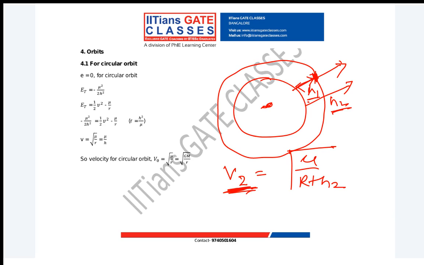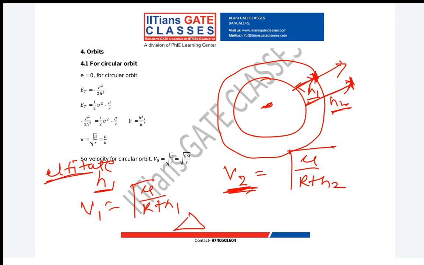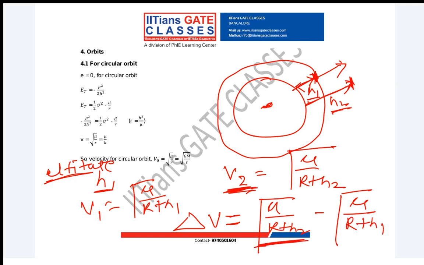Exactly. Why delta v? Because when it is at some altitude h1, it's already having kinetic energy to sustain at this altitude h1. That means it's already having some velocity v1, which is under root mu by R plus h1. But you want to bring it to a new altitude, which is h2. So there will be a delta v. What will be the delta v? Under root mu upon R plus h2 minus under root mu upon R plus h1. That means this is the new velocity requirement, but it's already having some velocity, so this delta v is required. Everyone getting my point? It's not v2. The requirement is delta v, the excess velocity. That means v2 is nothing but v1 plus delta v.